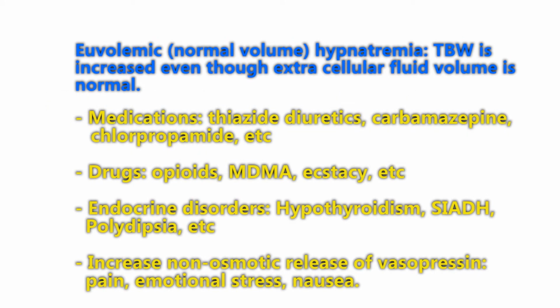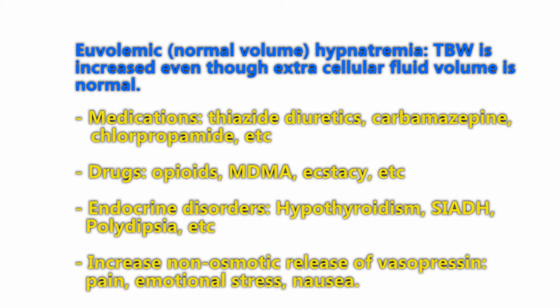Euvolemic, or normal volume, hyponatremia is when total body water is increased even though extracellular fluid volume is normal. Medications that can cause this would be thiazide diuretics, carbamazepine, or chlorpromazine. Drugs would be like opioids or MDMA, also known as ecstasy. Other drugs that can cause this would be SSRIs, non-steroidal anti-inflammatories, or oxytocin.